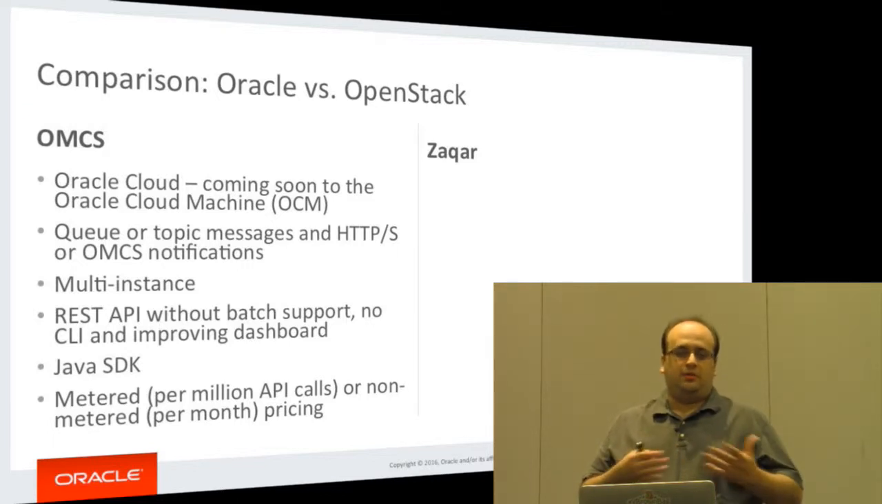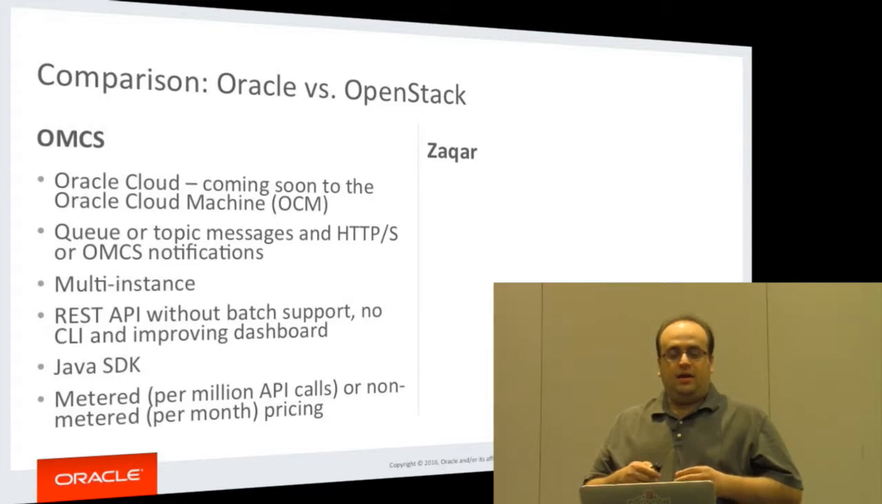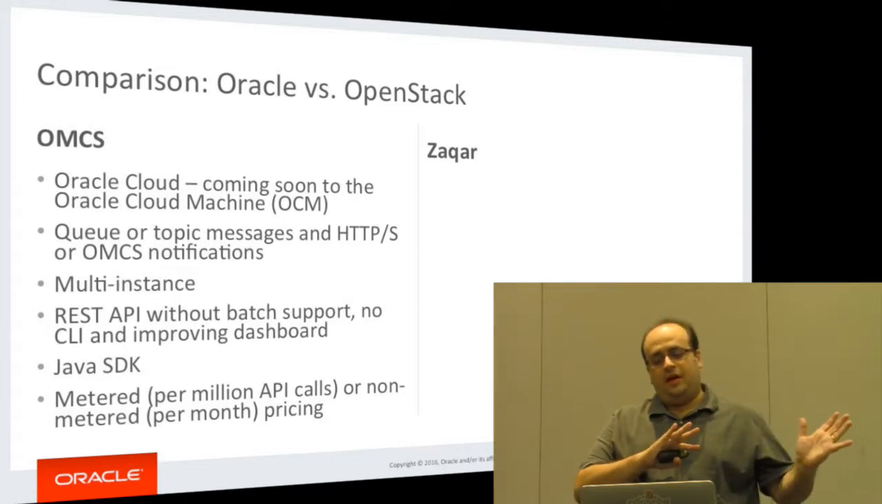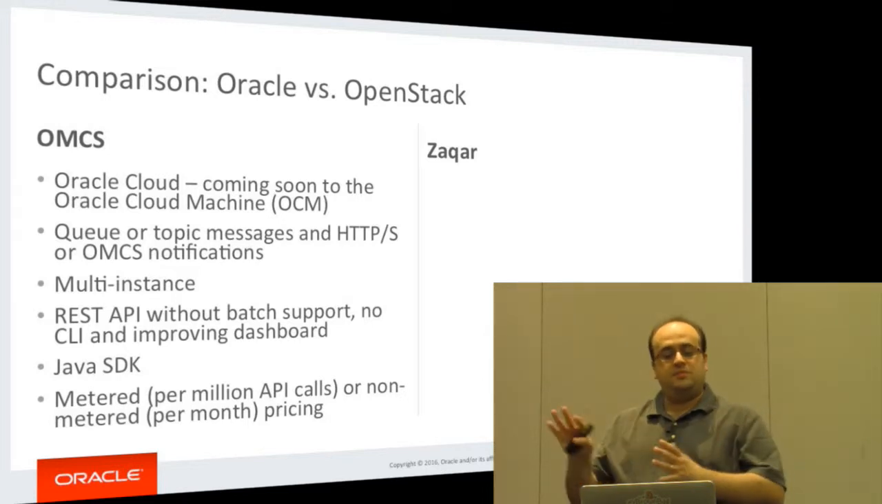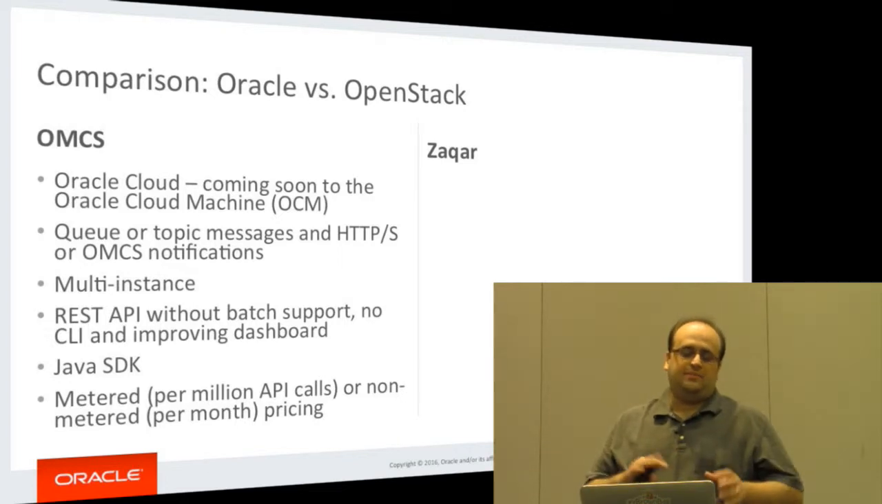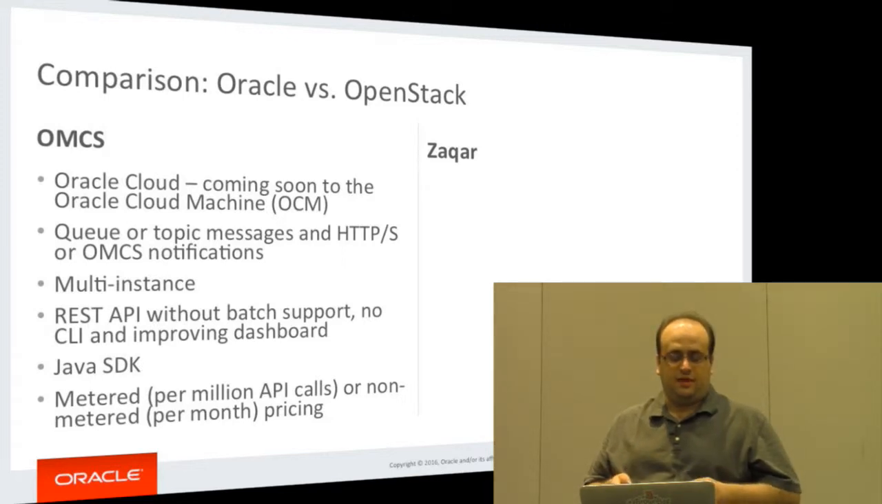It is actually modeled, this is the one that's modeled after the JMS API, so it supports pretty much everything that JMS does. And also supports notifications. So in addition to queues and topics for general messaging, you have HTTP and HTTPS and OMCS notifications. So that's new, but that's actually very common in cloud messaging services. We're going to see some of that later. It's multi-instance, it's not multi-tenant, right? It has a REST API.